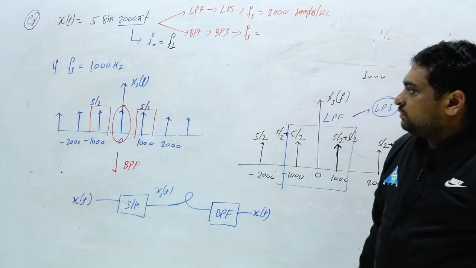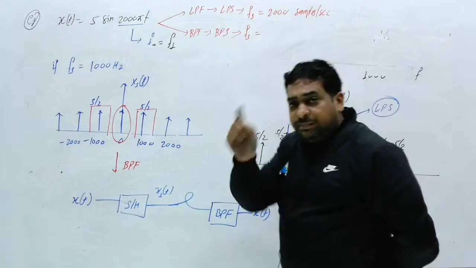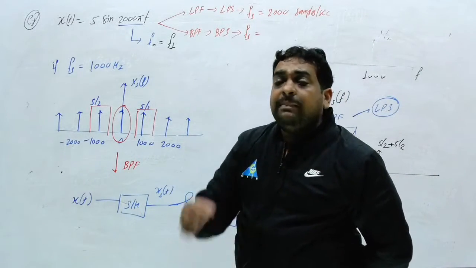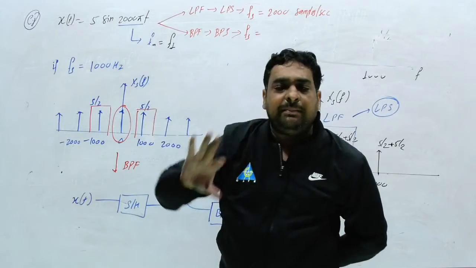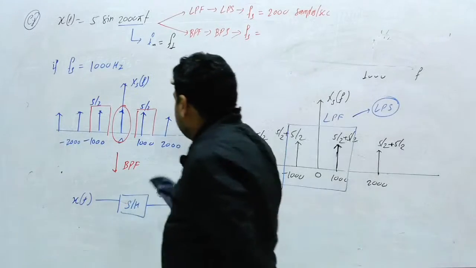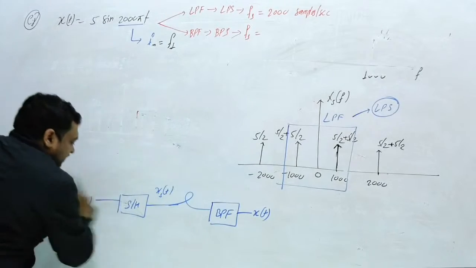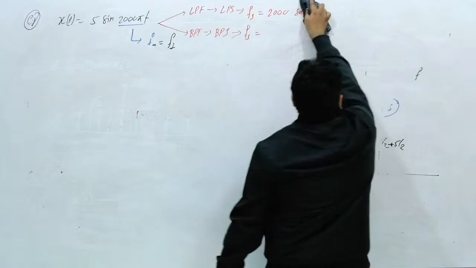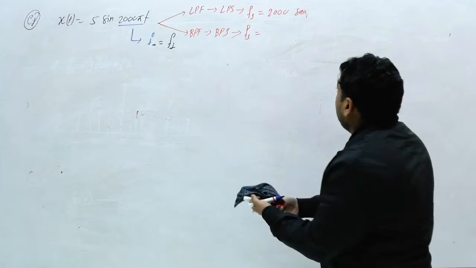Now just concentrate on signals and systems. Can anybody say, if I ask whether this signal is a low pass signal or a band pass signal, two answers are possible. That is your choice. Is this clear? So if I ask you whether a single sine or cosine is a low pass signal or a band pass signal, anybody can say?